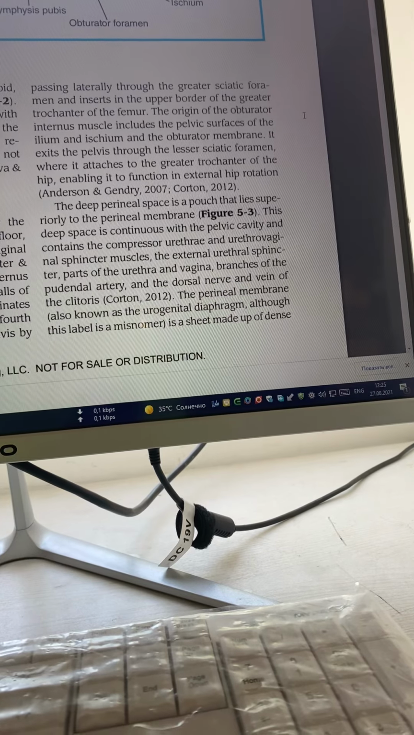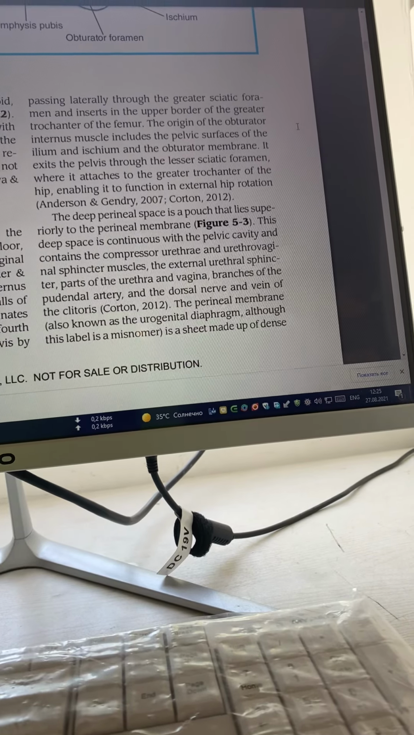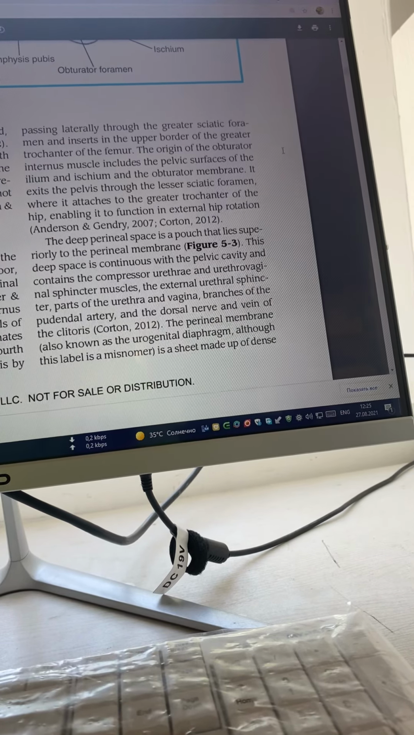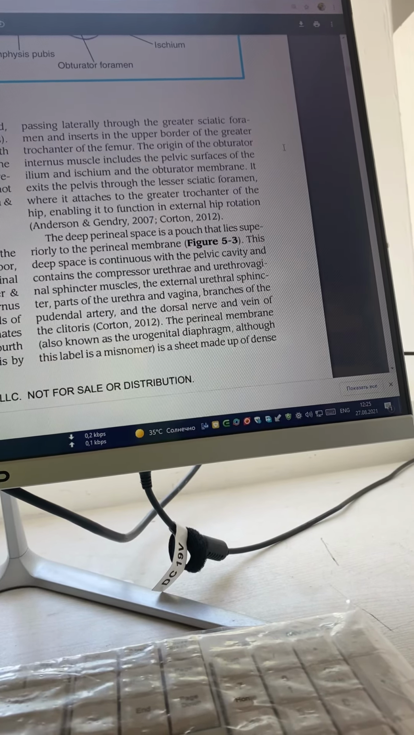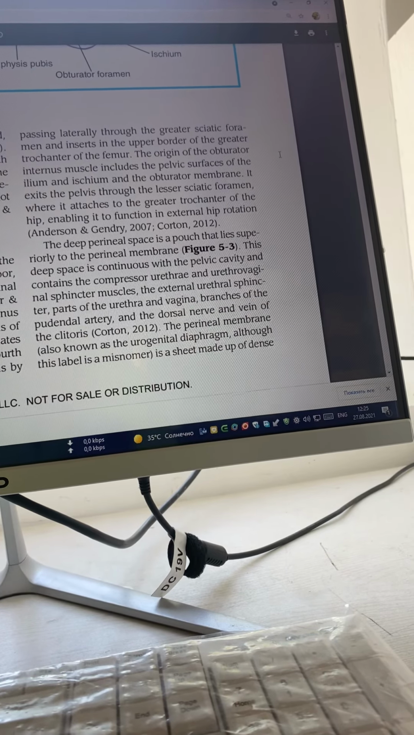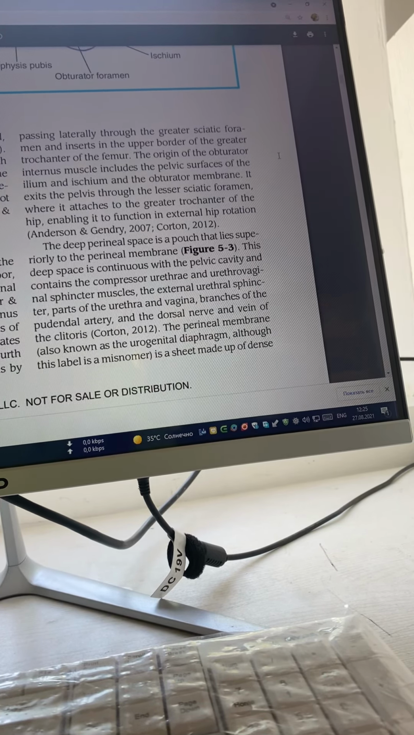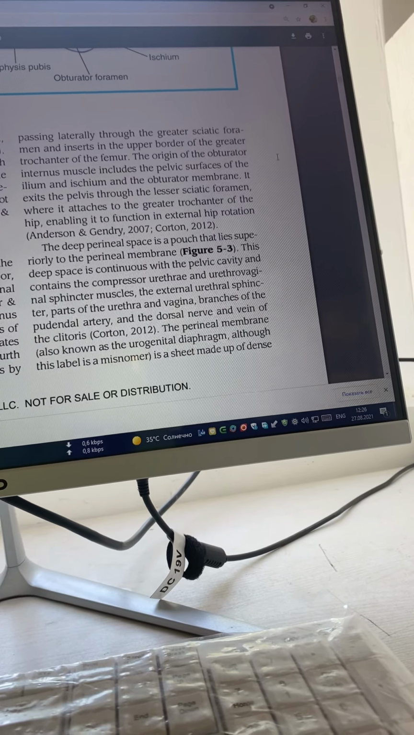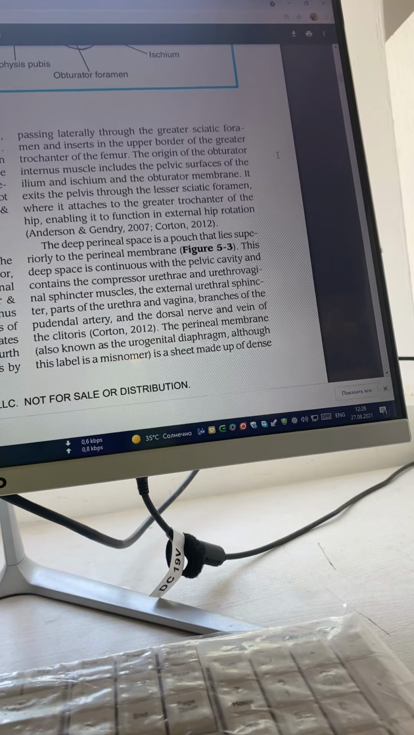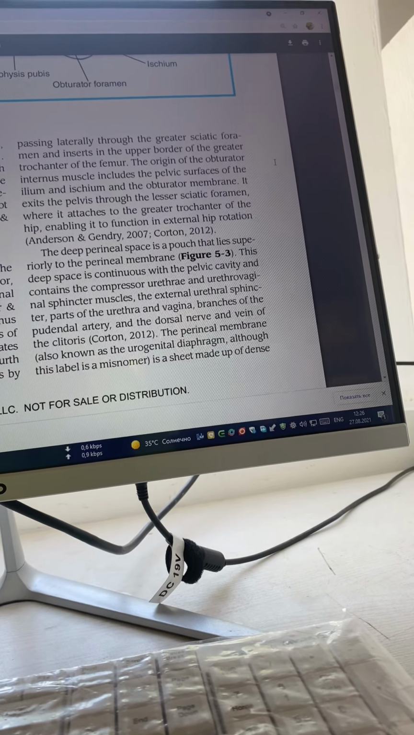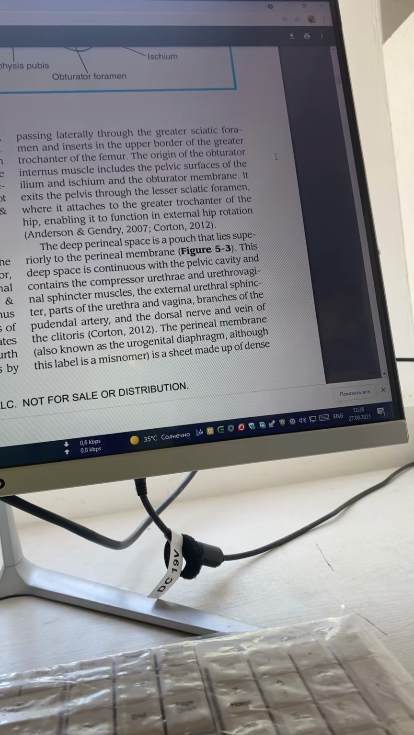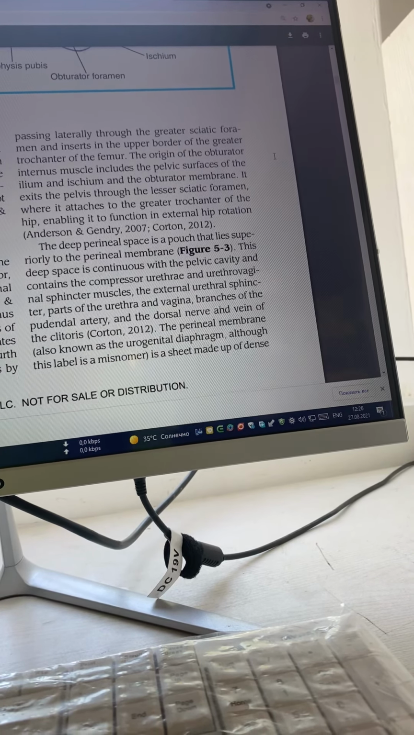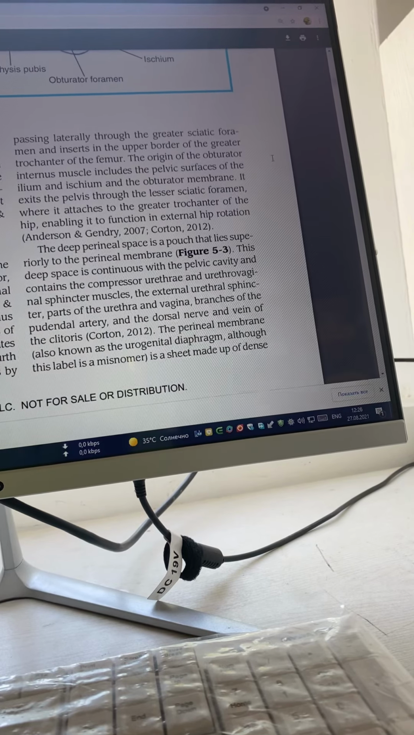of the femur. The origin of the obturator internus muscle includes the pelvic surface of the ilium and ischium and the obturator membrane. It exits the pelvis through the lesser sciatic foramen, where it attaches to the greater trochanter of the hip, enabling it to function in external hip rotation. Anderson, January 2007, Corton 2000.